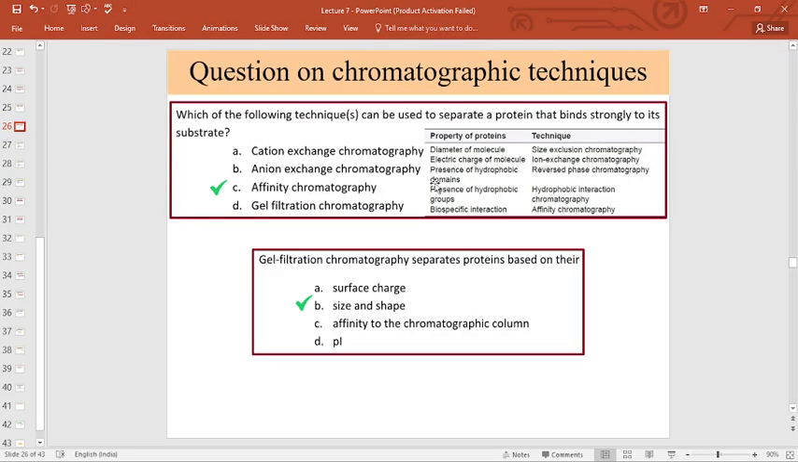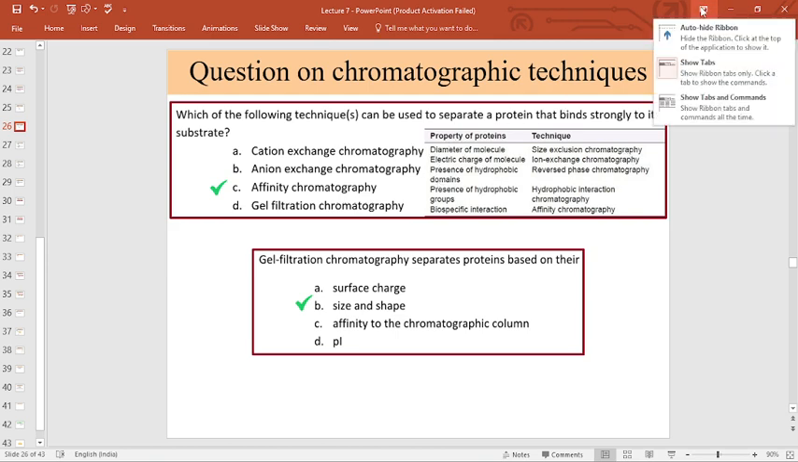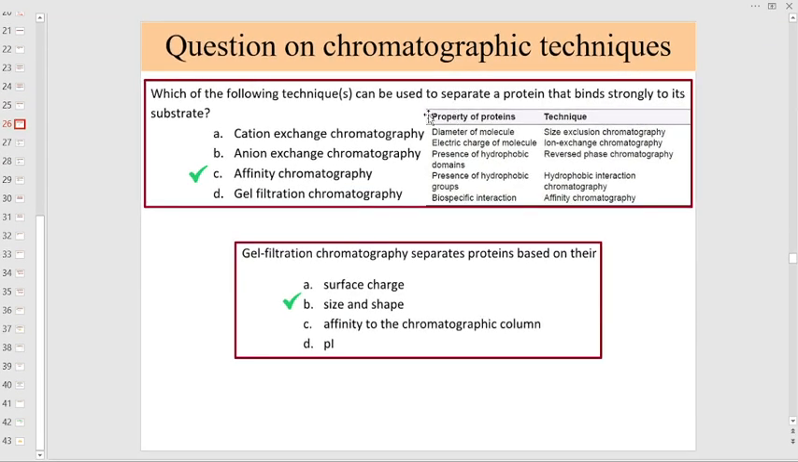So in this tiny table you can see the properties of proteins and the different techniques. Size exclusion chromatography depends upon the diameter of the molecule. For ion exchange chromatography, it is the electric charge of the molecule. Reverse phase chromatography depends upon the presence of hydrophobic domains. Hydrophobic interaction chromatography depends, again, on hydrophobic groups, and affinity chromatography depends on biospecific interaction.